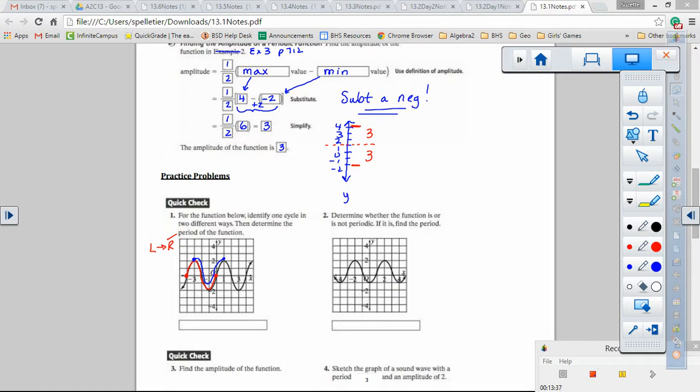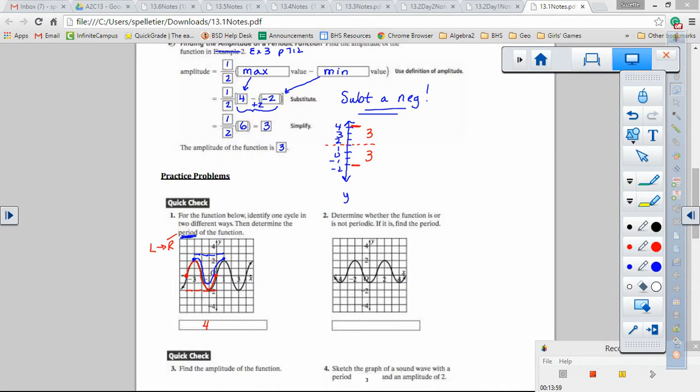So if I count in red my beginning point here, I'm going to go 1 unit, 2 units, 3 units, 4 units. So I get 4 units left to right, and then I can double check it using blue. 1 unit, 2 units, 3 units, 4 units. So again, 4 is the period of the function. Okay, so this was a period question.